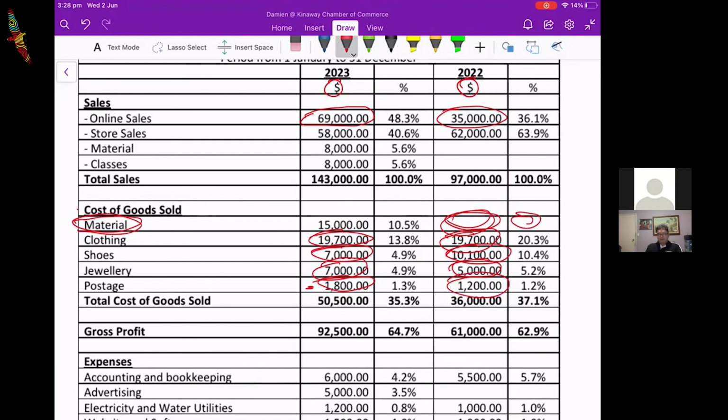Can we justify any of this as being the reason? Well, let's have a look at what in the cost of goods sold has increased and decreased as far as what we've been selling. We can see that our shoe sales went down from $10,000 to $7,000. First of all, clothing has remained the same. There's been no increase in the cost of clothing that we purchased from last year to this year. Shoes have gone down as far as for sales for the amount cost.